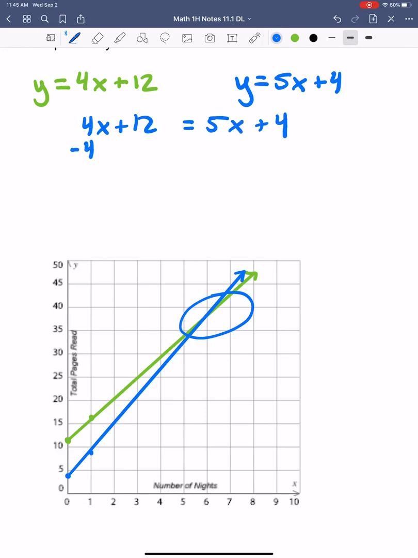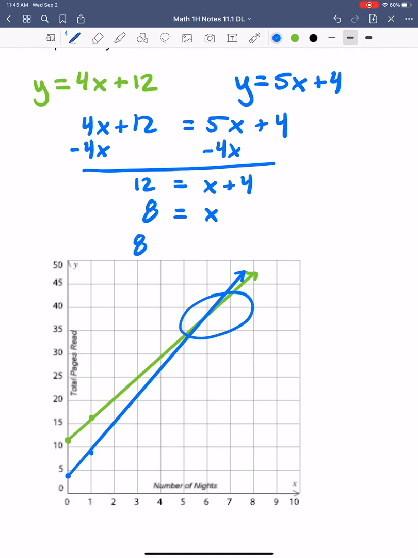I'm going to subtract 4x. I get 12 equals x plus 4. Subtract 4 from the other side. And so I'm going to get x equals 8. So that's the number of nights. So this is going to be 8 nights.